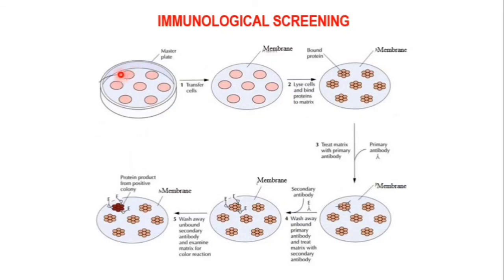That means in this mechanism we isolate the recombinant depending on the protein synthesized by our desired DNA. This is the immunological screening of recombinants. I hope you understood this class.